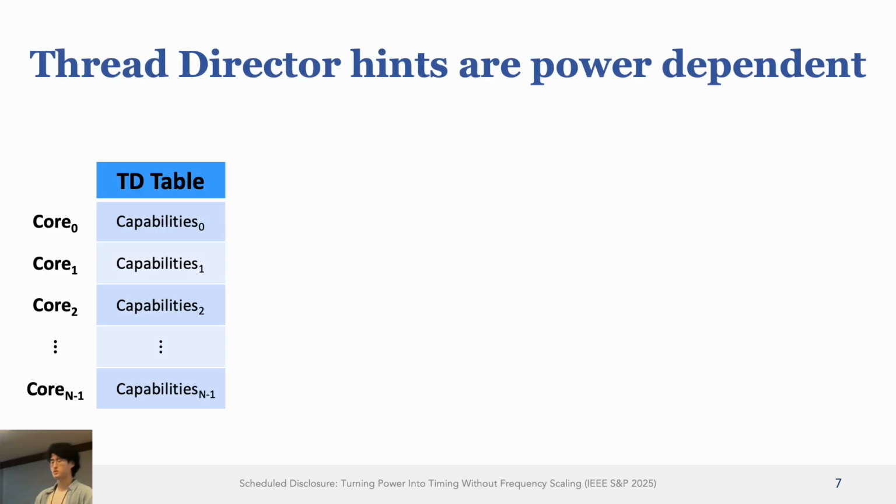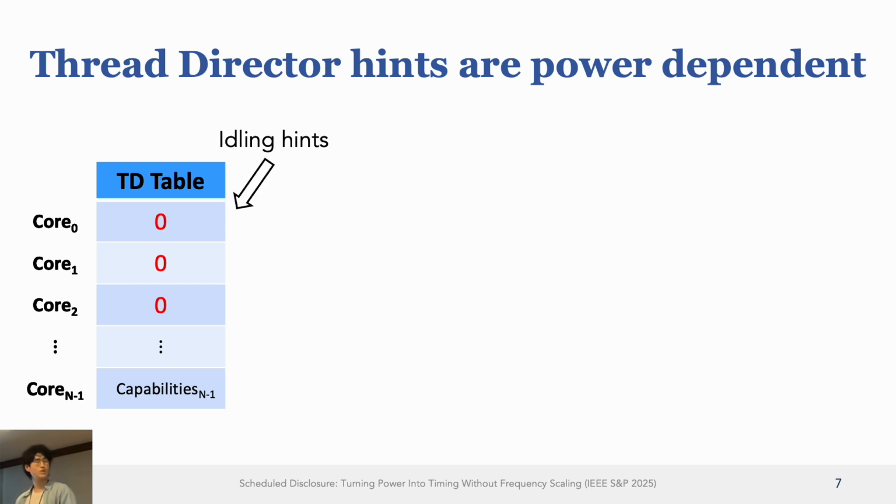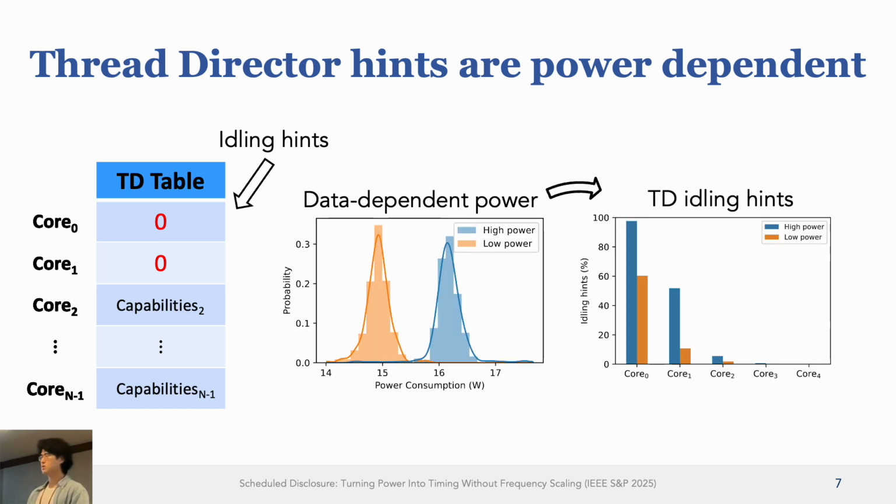Our first observation is that when the frequency of at least one core goes below a certain value, the processor shows cores with all capabilities set to 0, called idling hints, starting from the first core. These hints are power dependent, and as you can see, when a workload consumes more power, as shown by the blue trace in this figure, the processor shows idling hints on the first few cores more often.